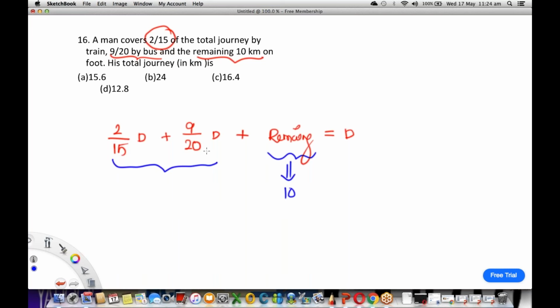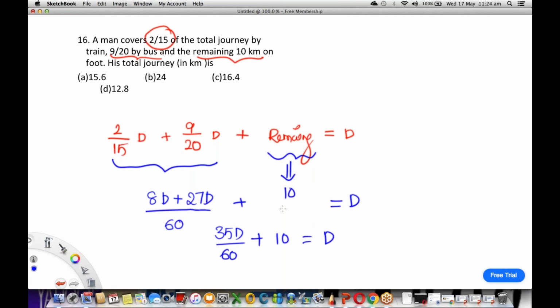So here 15 and 20. I'm just taking the LCM as 60. 15 for the 60, 2 4s are 8. 8d plus 23, this is nothing but 27d plus 10 should be equal to d. This can be written as 35d divided by 60 plus 10 should be equal to d.